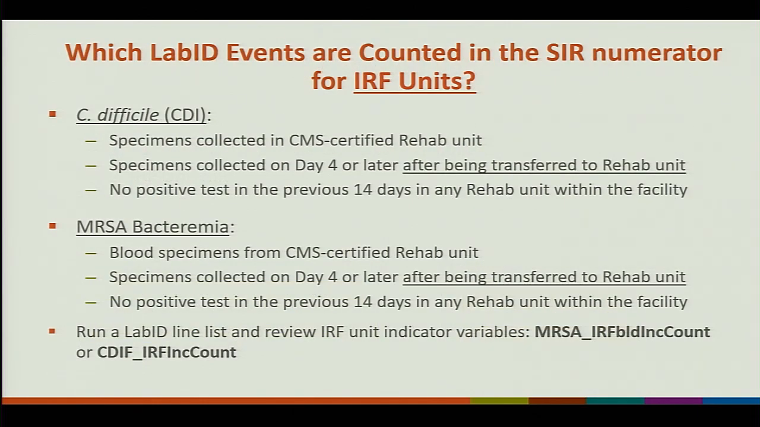So which events are counted in the SIR numerator for the IRF unit? For CDI, that includes specimens collected in CMS certified rehab units, specimens that are collected on day 4 or later after being transferred to the rehab unit, and when there was no positive test in the previous 14 days in any rehab unit within the facility. I have the events that are included for the SIR numerator for MRSA for your reference. As you will see, they're very similar to that of CDI. And just like with FACT-1, you can also run a line list to determine which events are included in your IRF SIR. Those variables are in bold on that last item.